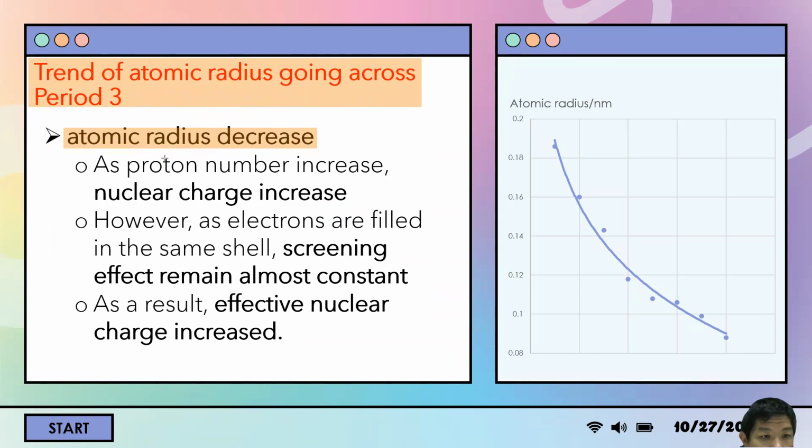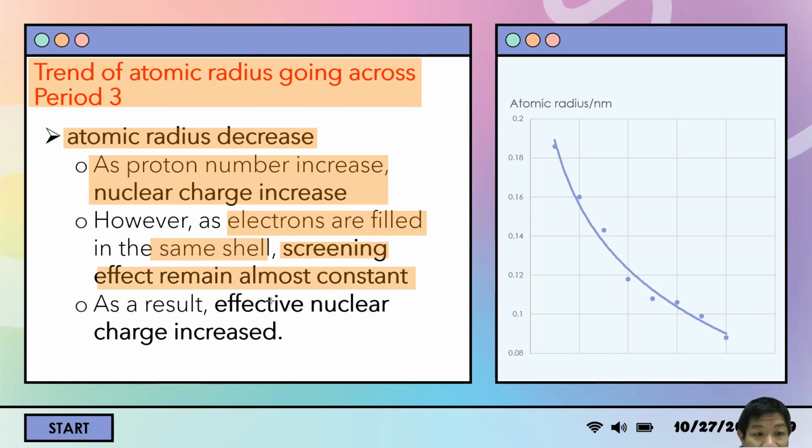As proton number increases, the nuclear charge increases. However, as electrons are filling the same shell, the screening effect remains almost constant, because the repulsions between the electrons are not that significant in the same shell. As a result, effective nuclear charge increases. Therefore, the attraction between the nucleus and the outermost electron becomes stronger, and that is why the electrons are pulled closer towards the nucleus. So this is the trend of atomic radius when going across period 3.